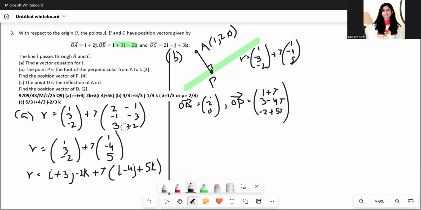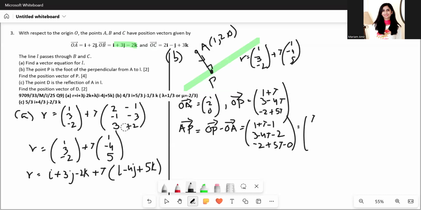Now we have to find the vector AP. You can find AP or even PA, it's the same thing. So this would be OP minus OA. So OP is 1 plus lambda minus 1, and then 3 minus 4 lambda minus 2, and then minus 2 plus 5 lambda minus 0, which gives us lambda, 1 minus 4 lambda, and minus 2 plus 5 lambda.